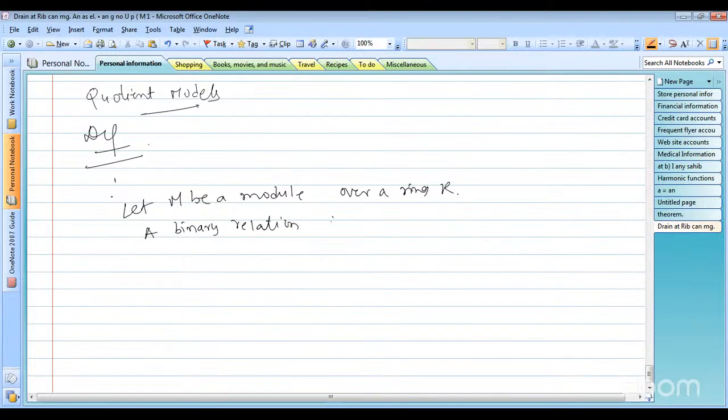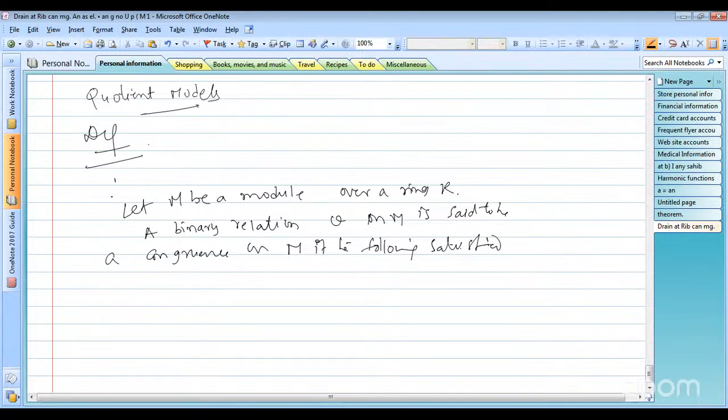A binary relation theta on M is said to be a congruence on M if it satisfies the following conditions. Let M be a module over a ring R, and a binary relation theta on M. We have to check that theta is an equivalence relation on M.